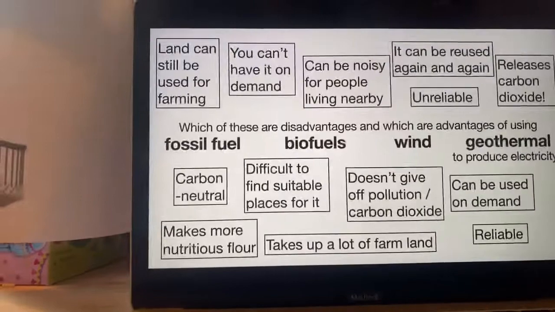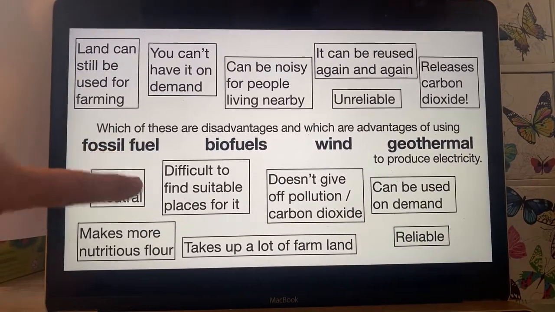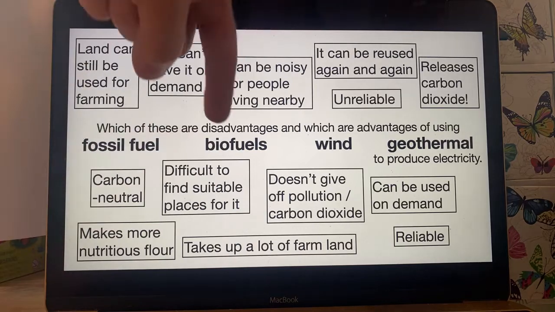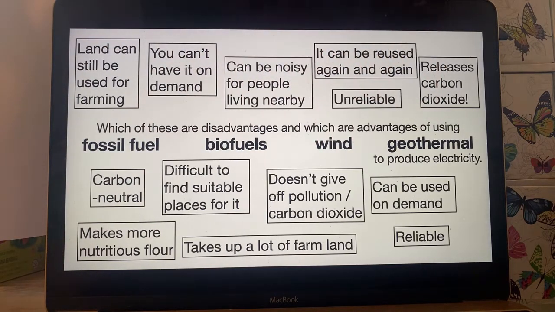So here we go. You've got the things that we've talked about today: fossil fuels, biofuels, remember the crops that you grow, wind, and geothermal. You've got loads of disadvantages and advantages on the screen. Can you match them up?